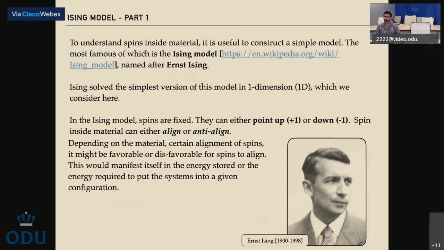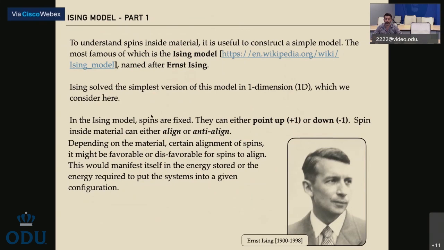And to do this, we're going to use the simplest model possible. And the most famous model of this, which is relatively simple but also remarkably powerful, is referred to as the Ising model. And this is named after Ernst Ising, who solved this problem of how to think about systems with spin in the simplest scenario possible, which is essentially the one that we're going to consider here. Okay. And so in the Ising model, spins are fixed.